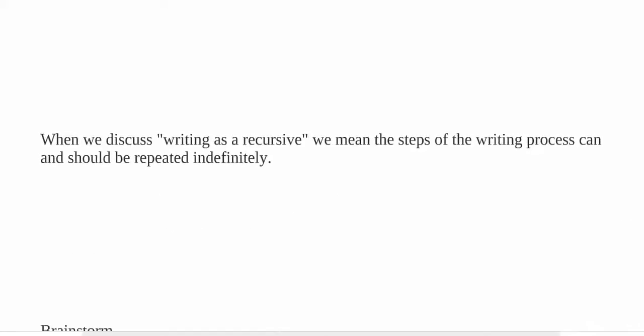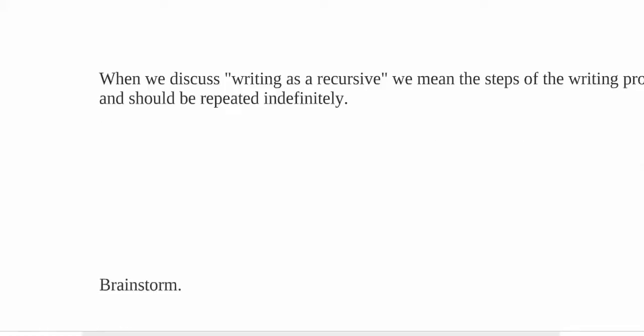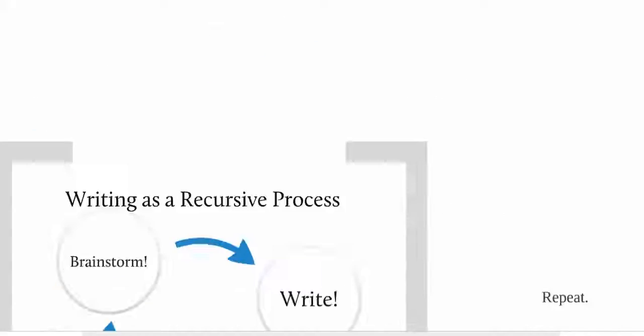And recursive is a way to describe a procedure that can be repeated on itself indefinitely. So something that we're going to go through multiple times. So when we discuss writing as a recursive process, we mean the steps of the writing process that we go through and that should be repeated indefinitely. So it goes like this. We brainstorm, and then we write, and then we revise, and then we rewrite, and then we repeat. Back up to brainstorm, and then through that entire process all over again.